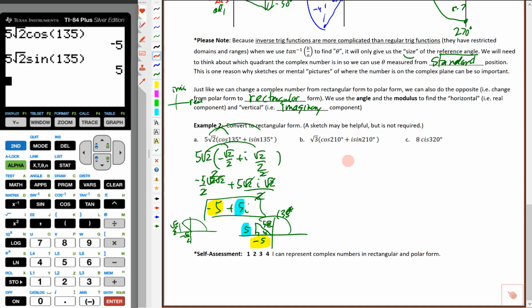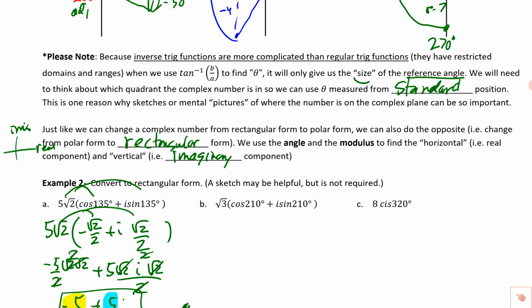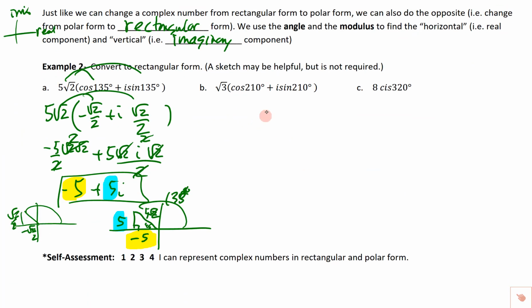We're going to take a look at this one and see if we can figure out what's going on here. I am going to draw a picture of this one first, and then we'll go from there. What we're looking at here is 210 degrees. 180 is right here, so 210 is going to be 30 degrees past this. So we've got a 30-degree reference angle.